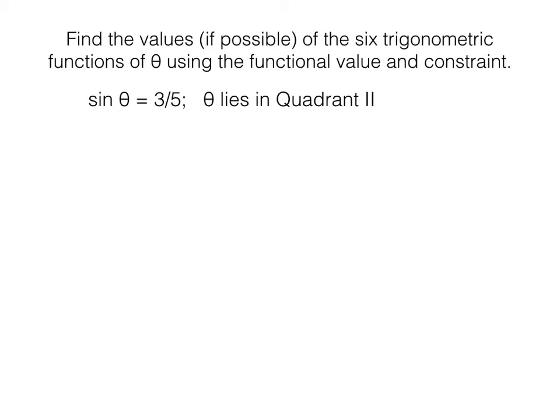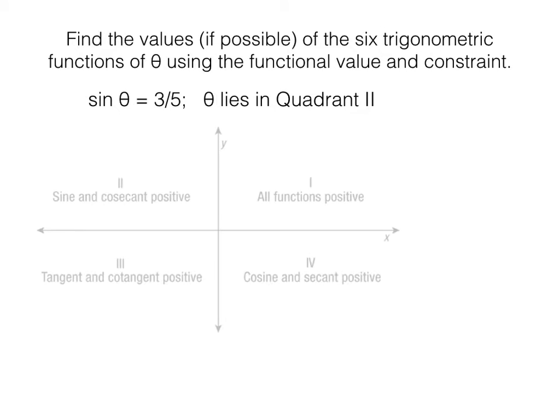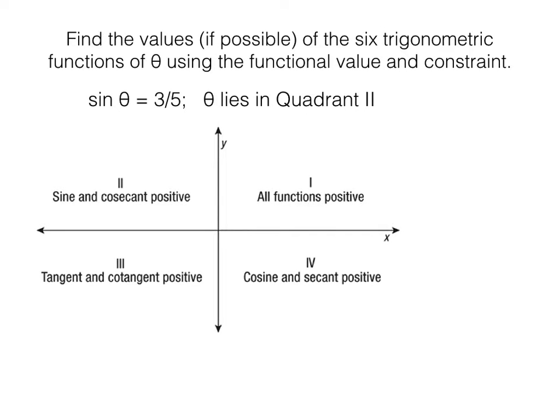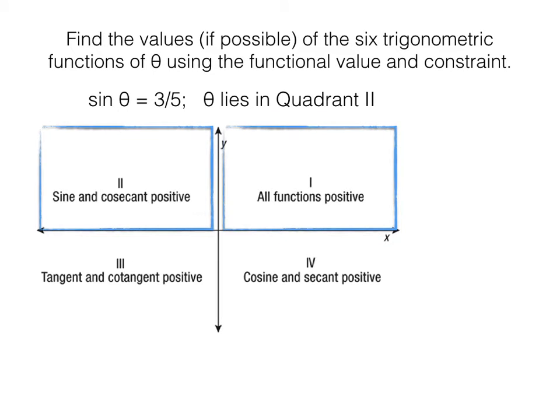In this problem, we're asked to find the values of the 6 trig ratios of theta using the functional value and constraint. All right, so the value that's given is the sine of theta. This angle theta is 3/5, and we know that theta lies in quadrant 2. Well, let's start with the sine of theta being positive. It's only positive in these 2 quadrants, but we're told expressly that theta lies in quadrant 2.